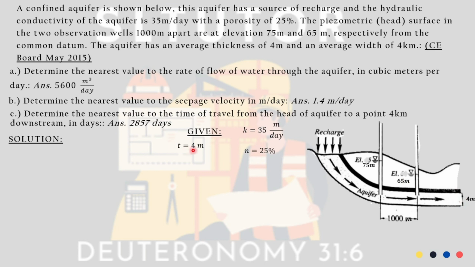Ayan po, pinakita ko, medyo na-late yung order ko dito. Dapat kanina pa yung lumabas. 4 meters, yung width naman, sabi dito sa instruction, average width of 4 kilometers. So, converting it to meters times 1,000, thus 4,000 meters. So, letter A, determine the nearest value to the rate of flow of water through the aquifer in cubic meters per day. So, ang hinahanap po dito is Q.